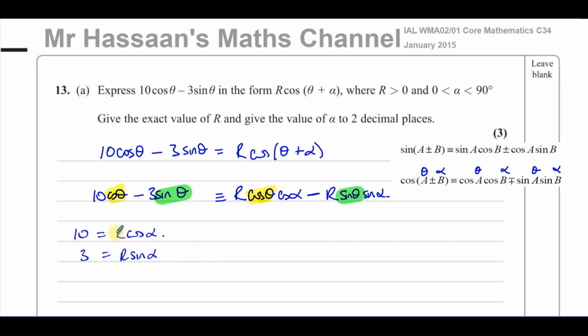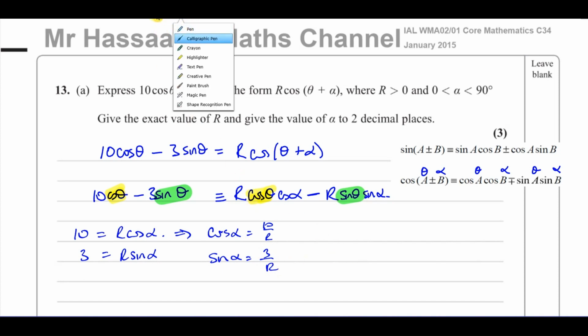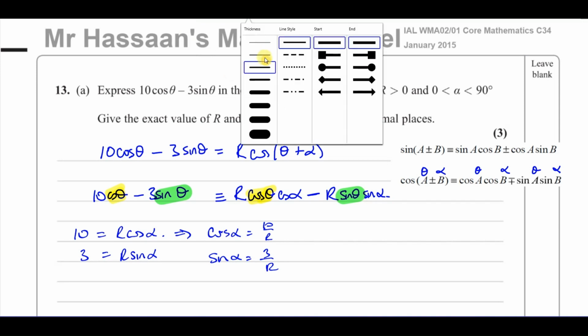So from this we can work out the value of r and alpha, and there are different ways to do it. I personally like to do it this way. I like to rewrite this as cosine alpha equals, if you divide both sides by r, 10 over r, and here the sine of alpha equals 3 over r, and then I can draw a right angle triangle.